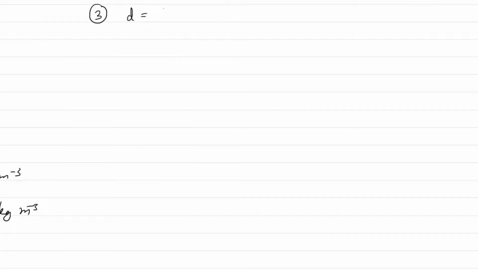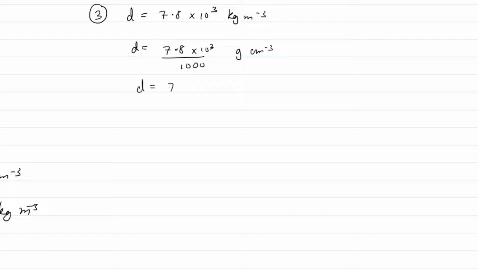Density of iron is 7.8 into 1000 kg per meter cube. Therefore, it will be 7.8 into 1000 gram per centimeter cube. So therefore, density will be 7.8 gram per centimeter cube. And they want the relative density. So therefore, relative density of iron is 7.8.